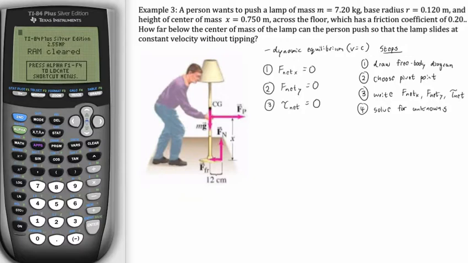Our unknowns are actually a force and a distance, and it's not unusual to be solving not just for forces, but for one of the moment arms. So what we don't know is FP and X. Those are our unknowns. So let's choose our pivot point. A natural choice for a problem like this is the front corner of the base. So this is our pivot.